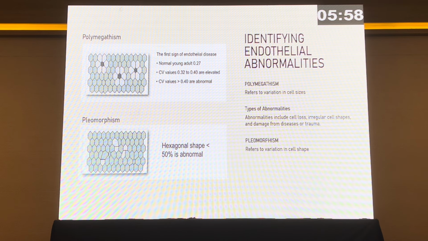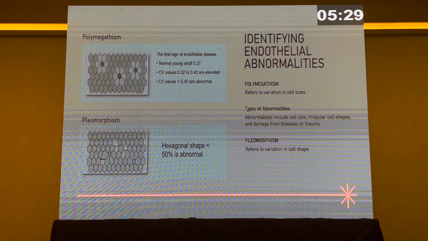Now these are the abnormalities. As I said, polymegathism is actually the first sign of endothelial cell disease. I mean, CV values 32 to 40. If it is more than 40, it's abnormal. So look at the hexagonal shape and the area of the cell. If it is more, then that is the first sign of endothelial cell disease. Pleomorphism refers to the variation in the cell shape. If more than 50% of the cells are not hexagonal, it's abnormal.